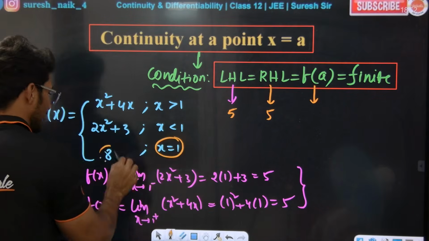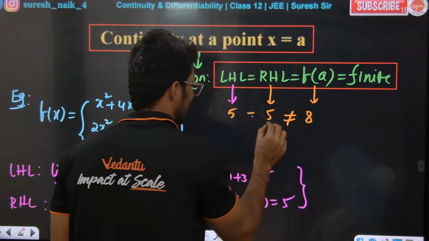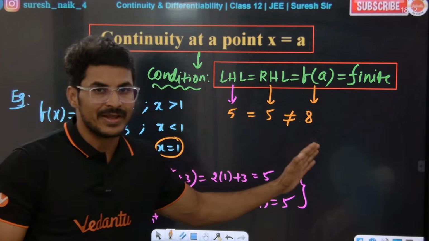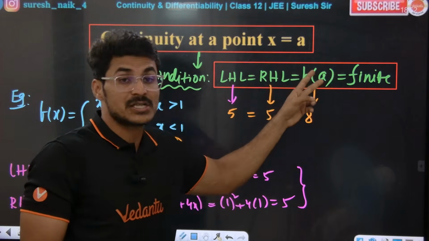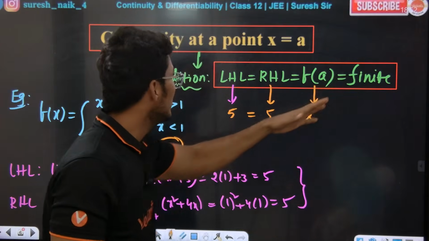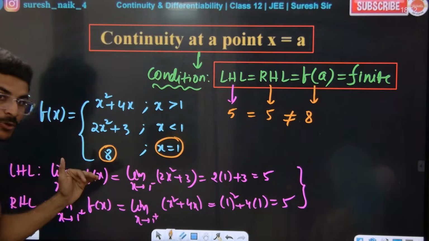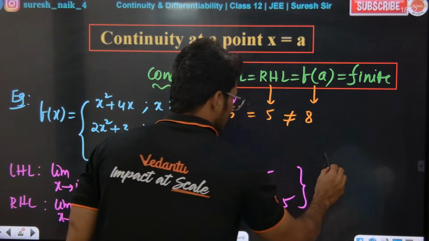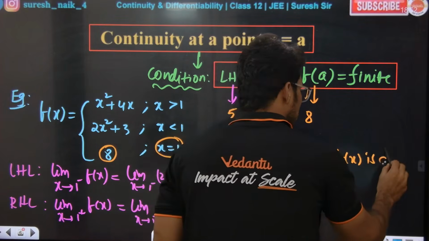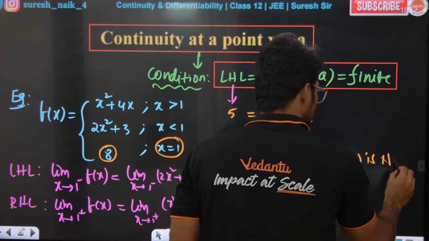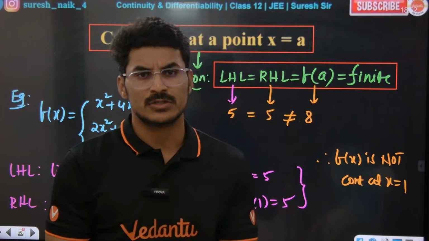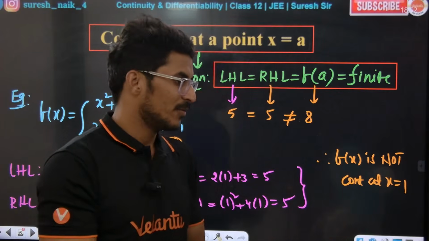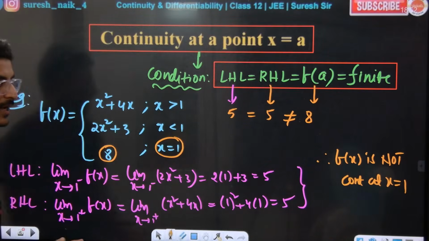The functional value at x is equal to 1 is 8, but it is not equal to 5. Are you getting the point? These all are finite, but they are not equal. LHL, RHL and functional value, all three must be equal and finite. Then the function at a given point is continuous. Can I say now therefore f of x is a discontinuous function? f of x is not continuous at x is equal to 1. Not continuous can also be called discontinuous. Simple. Understood? Yes or no, Babu? Very good.